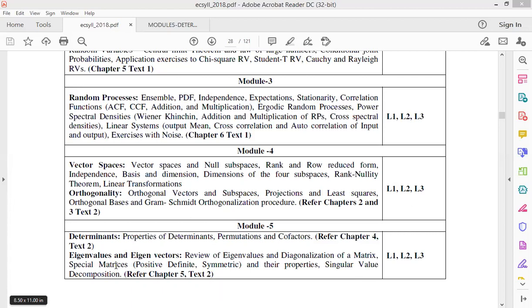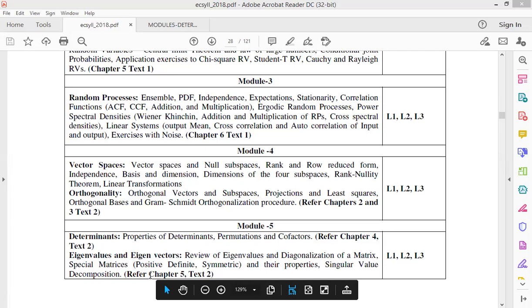Where we can go through the review of eigenvalues, diagonalization of matrix, special matrices, which includes positive definite and symmetric matrices, and their properties, and singular value decomposition. And on all this, we are going to solve the problems.